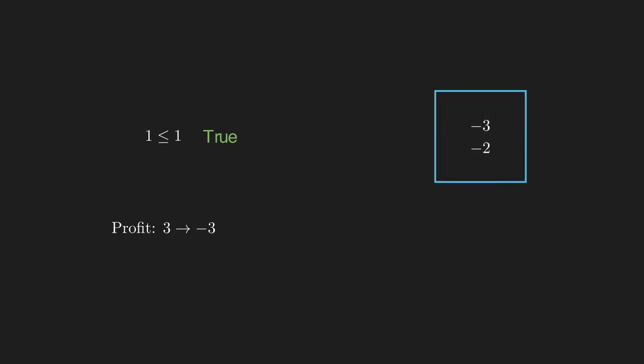The while loop continues. We check the project at index 2. Its required capital is 1. We check the condition, is 1 less than or equal to our W of 1? Yes, it is true. We can afford this project as well. We extract its profit, which is 3, negate it to -3, and push it into our heap. The heap now contains -2 and -3. We increment project_idx to 3.